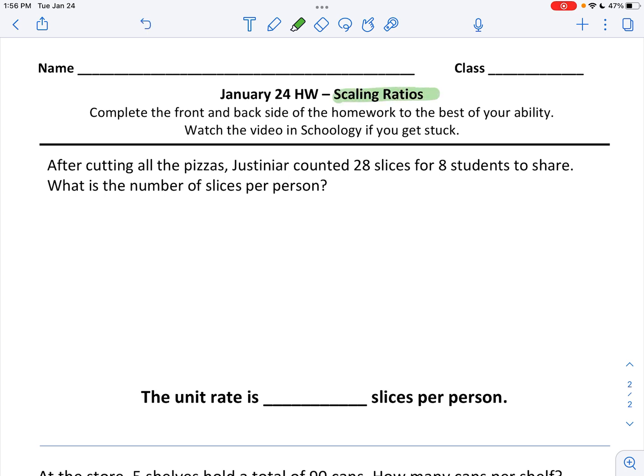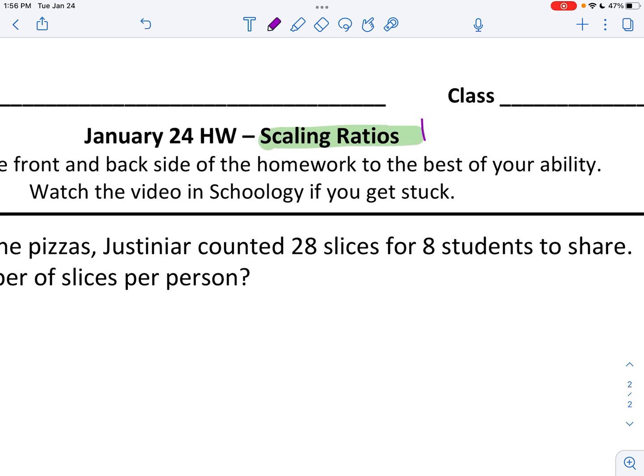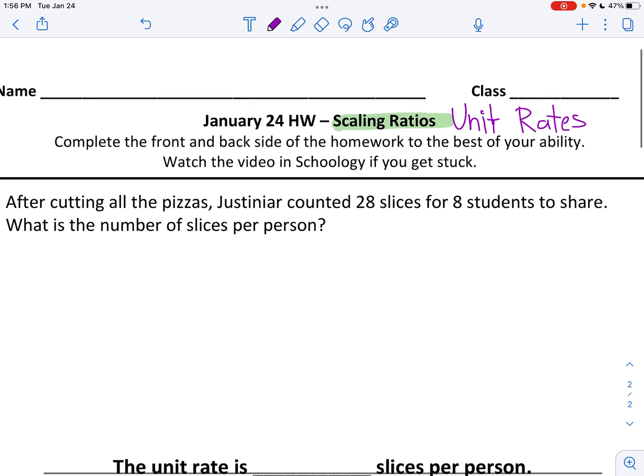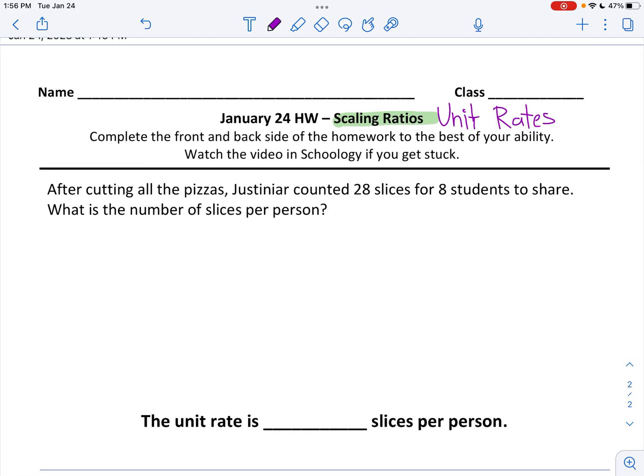I forgot to change the title. This should absolutely say unit rates. Today you have to find out how much for one, right? Because unit means one. Let's check out the problem.